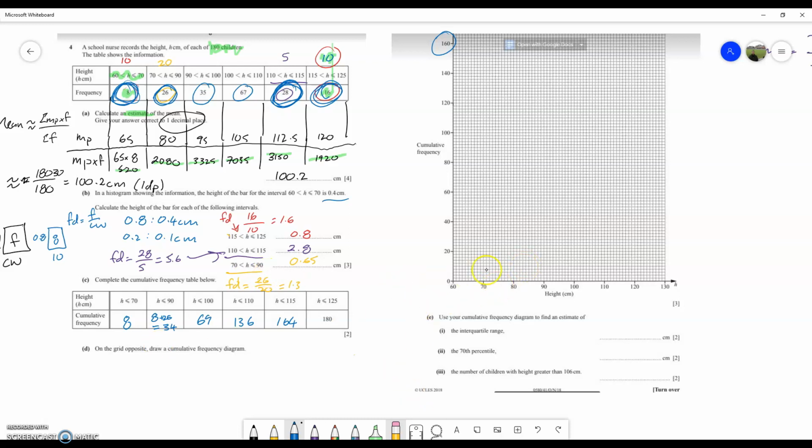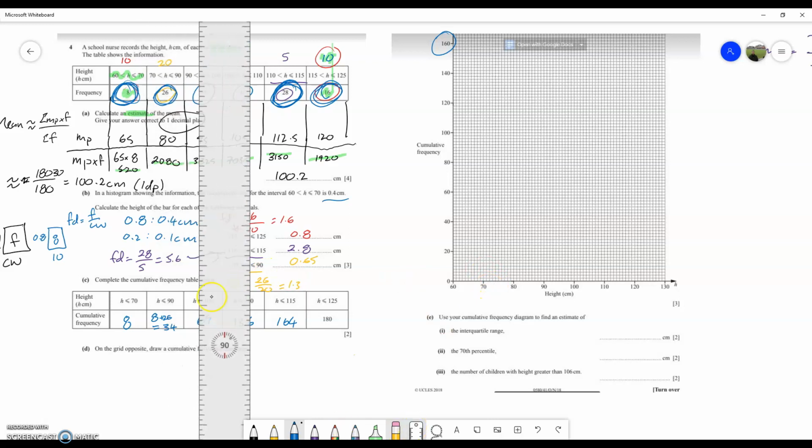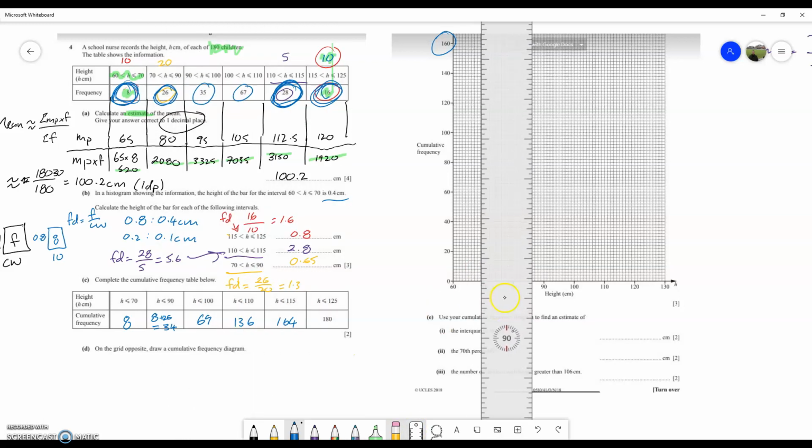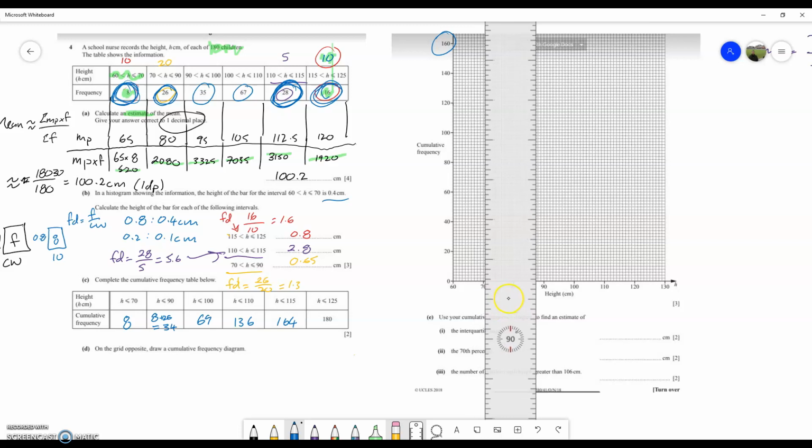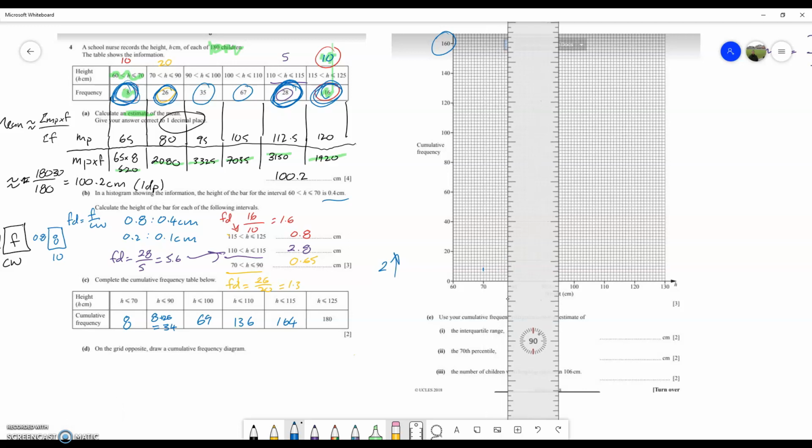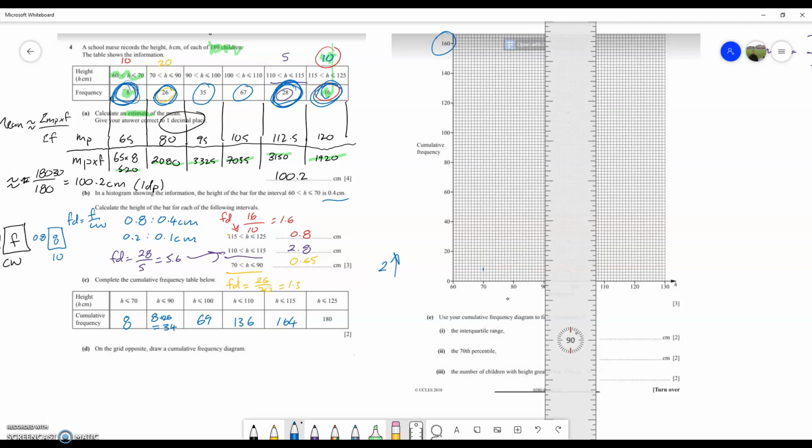So what we need to do is plot our points. Again, we can get our trusty ruler out, start at 70. Then we want to mark off 8. Again, try and work out what the points are. There's 1, 2, 3, 4, 5, 6, 7, 8, 9, 10, meaning that every square is 2. So we're going to find 1, 2, 3, 4 there. So that's 8.